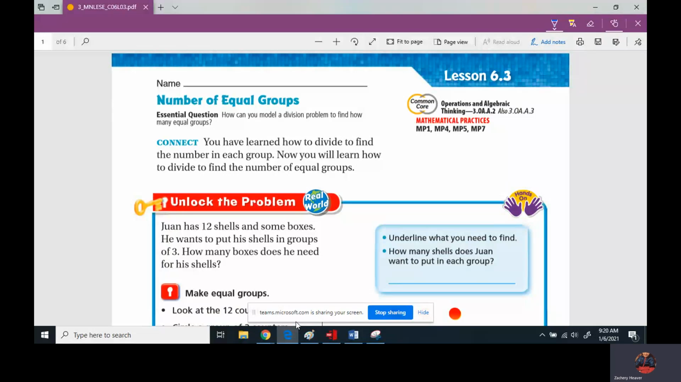Okay, so today's lesson is on 6.3, which still has to do with equal groups and division. We've learned how to divide and find the number in each group. Now we will learn how to divide and find the number of equal groups. We found out yesterday how many are in each group. Now we're going to find out how many groups I need to make.